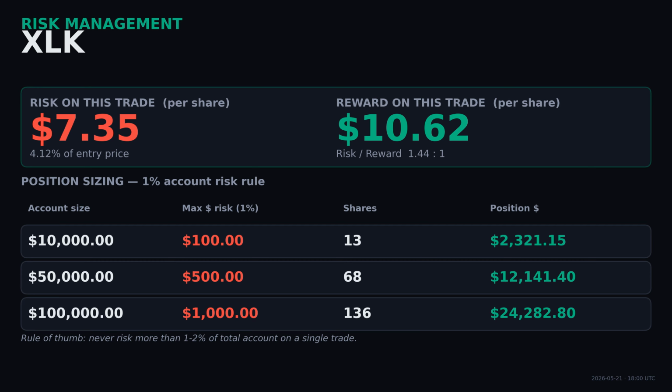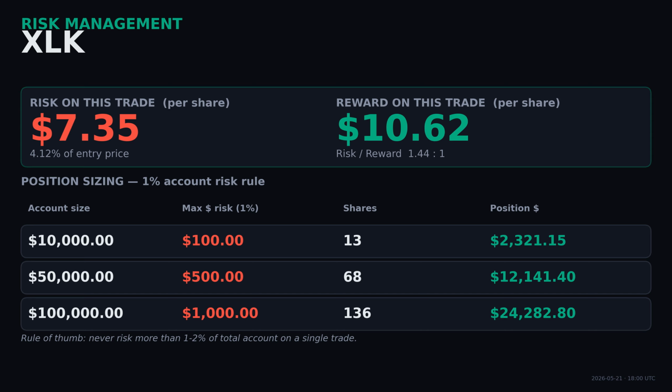Now this is the slide nobody on YouTube actually talks about: risk management. On screen you see the dollar risk per share, the dollar reward per share, and a position sizing table built around the 1% rule. The rule is dead simple. Never risk more than 1% of your total account on a single trade. So if you've got a $10,000 account, you're risking $100 max, and that decides the share count, not your gut feel. Get this right, and you can be wrong 10 times in a row and still be in the game. Get it wrong, and one bad trade can take you out.